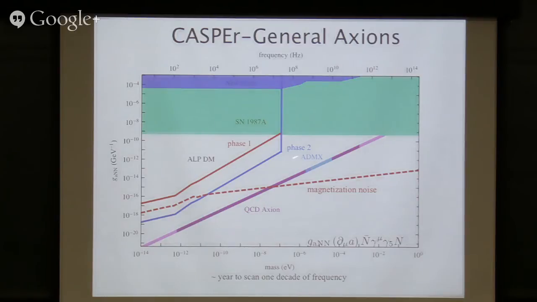And ADMX, the current experiment that searches for axions, is somewhere here in this narrow range of frequencies. The two solid lines we have, the red and the blue, are basically our phase one and phase two experiments, where we are currently limited by the magnetometers, because fundamental magnetization noise is still a bit below. So if your magnetometers get better, one can go a bit down the parameter space. But as you clearly see, while we can cover a lot of this parameter space for general axions, which are just as motivated, there's nothing wrong with them, we don't quite get to the QCD axion with this particular set. At least not for a while.